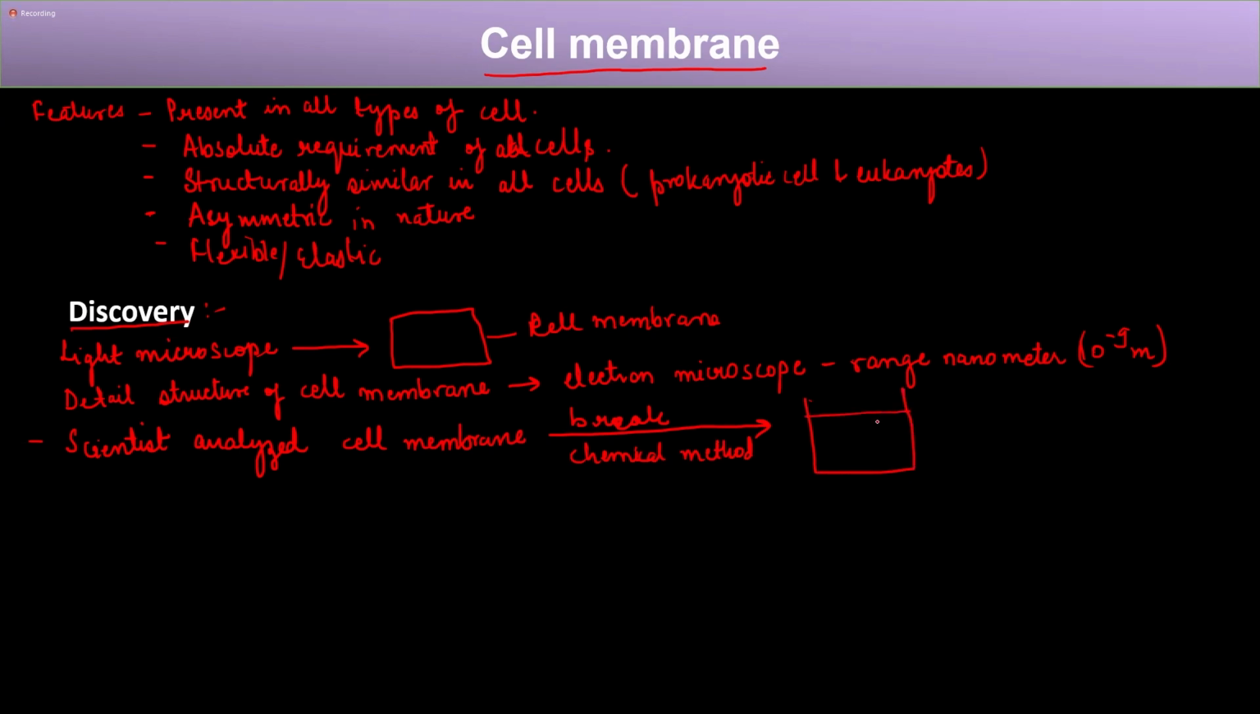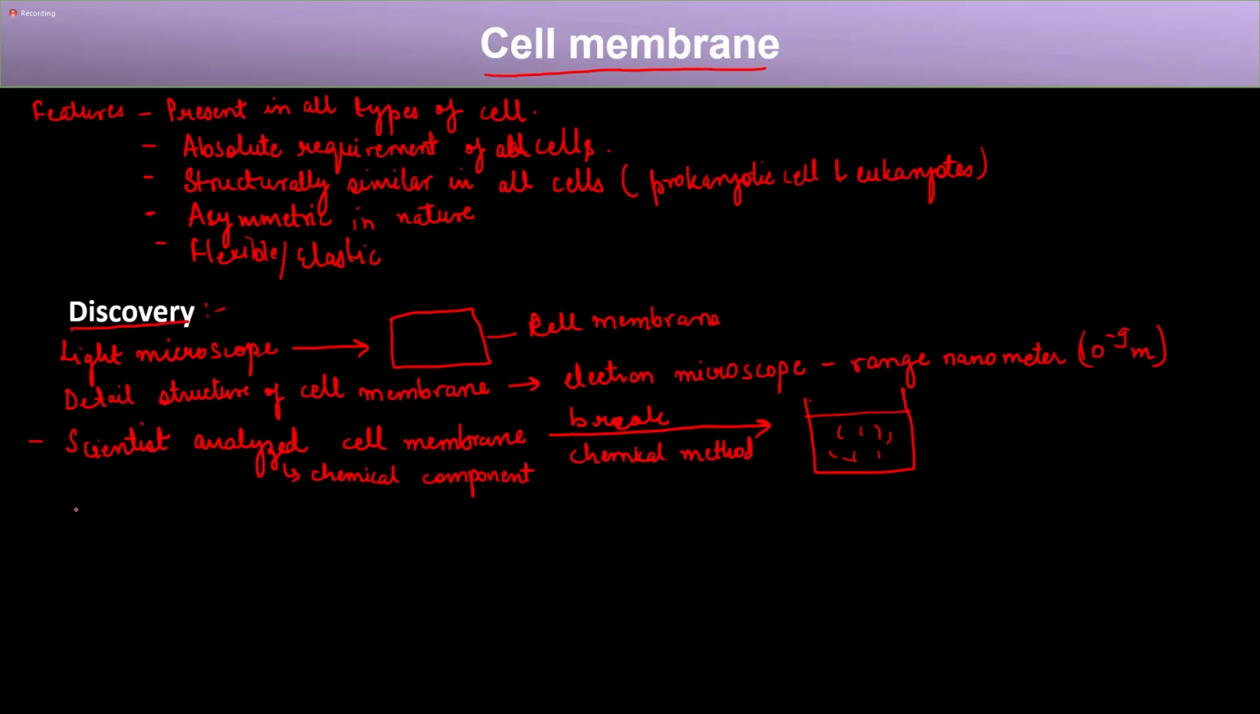So suppose this is a container, and they break the cell membrane, something like this, to study the chemical component of the cell membrane. So this analysis means studying the chemical component of the cell membrane. What did the scientists do? They broke the cell membrane using the chemical method.